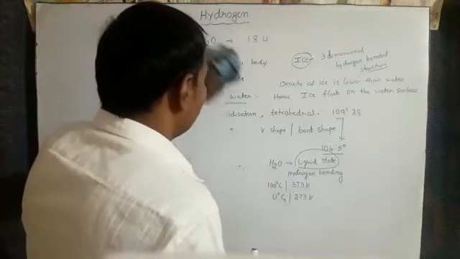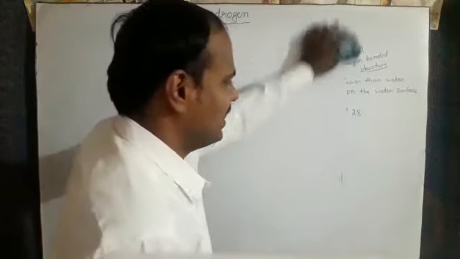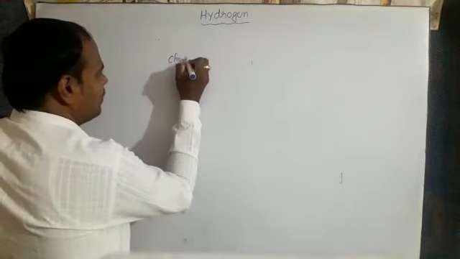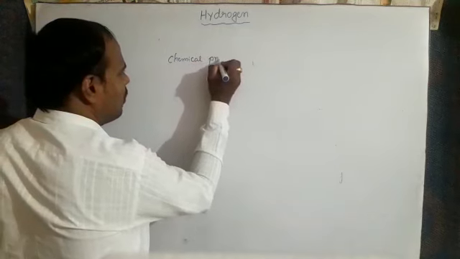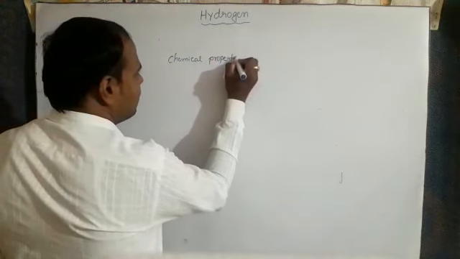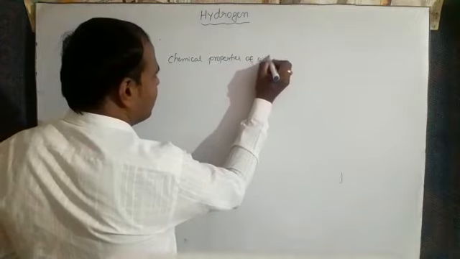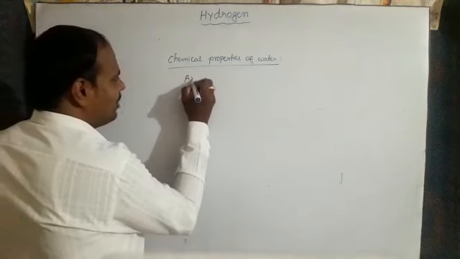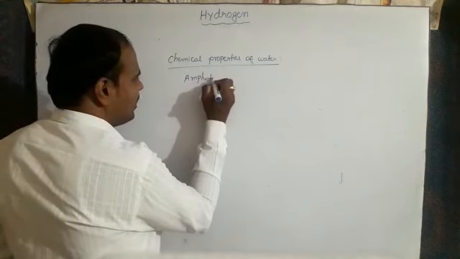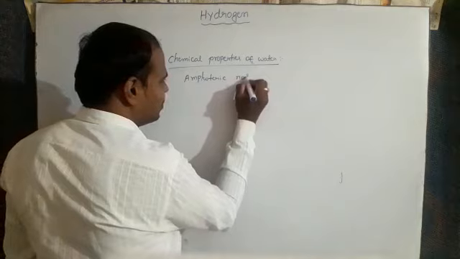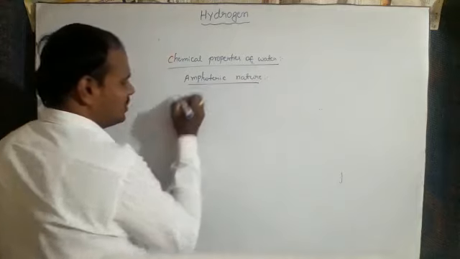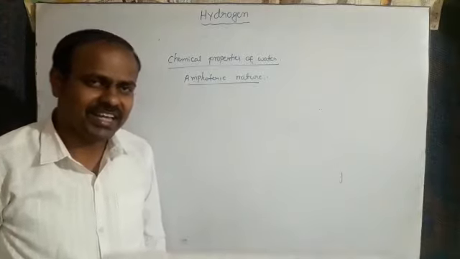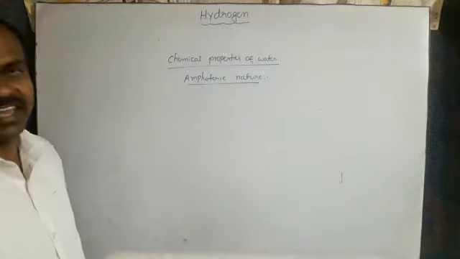What are the important chemical properties of water? The first one is amphoteric nature, or amphiprotic nature. Water can behave as both acidic as well as basic in nature.